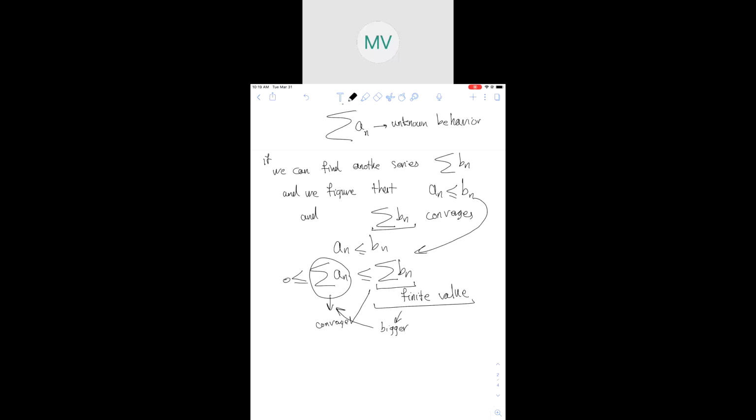Let me repeat it again. You sort of guess that this series converges. If you want to show it converges, you're going to have to find another series which is bigger already, and that one converges. So you can conclude, of course, the smaller one converges as well. Now, for divergence it is the opposite.